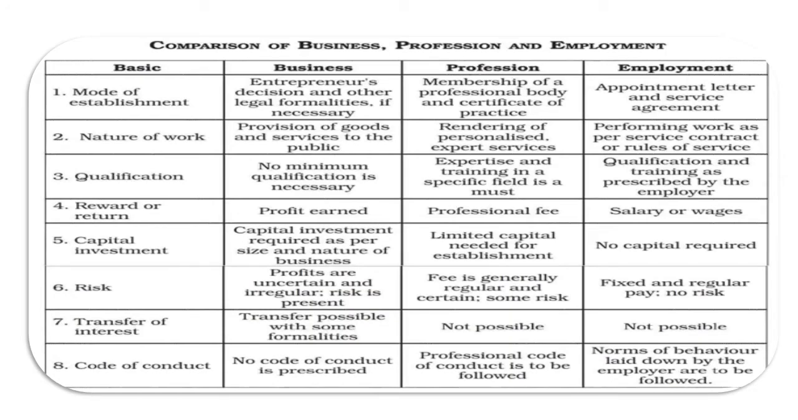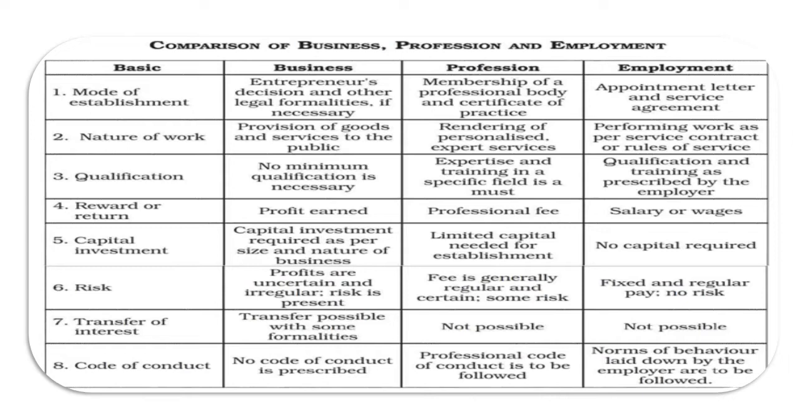Now we have to compare business, profession and employment, okay? On the basis of certain criteria, we are going to discuss the difference between these three. The first one is mode of establishment. Business means it's an entrepreneur's decision, the entrepreneur being the person who is starting the business, along with other legal formalities if necessary. Profession means you have to take the membership of a professional body and get a certificate of practice. So you should have professional expertise. Employment means you have to get an appointment letter and a service agreement. So that is the mode of establishment.